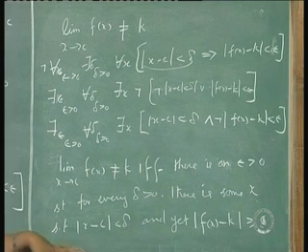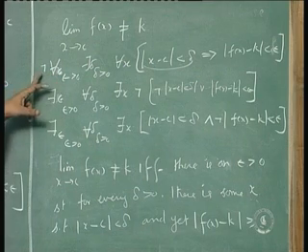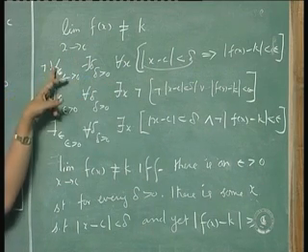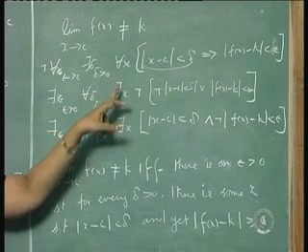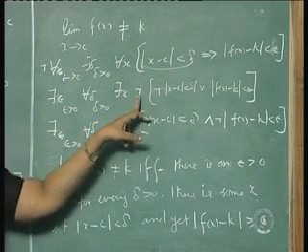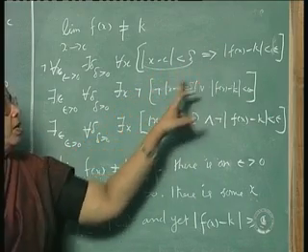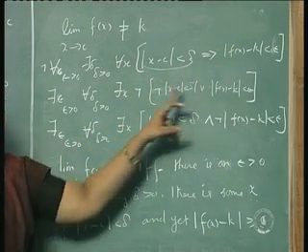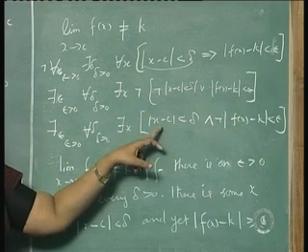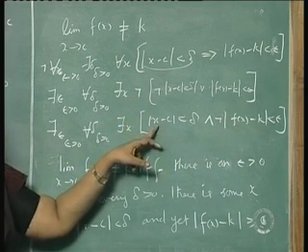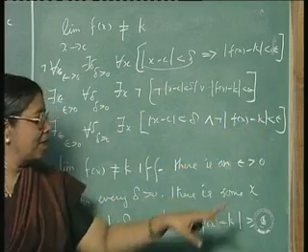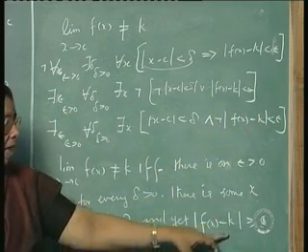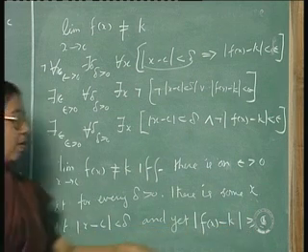And how do you get this? From this, using negation, when you bring the not inside, for all becomes there exists, and there exists becomes for all, and this not has come inside. This implication you write in the form not p or q, and then when you bring this inside, it becomes like this, and not of |f of x minus k| less than epsilon you can write as |f of x minus k| greater than or equal to epsilon.